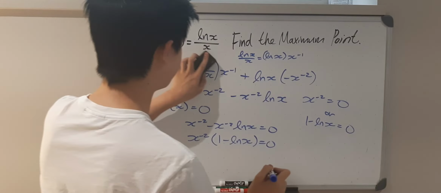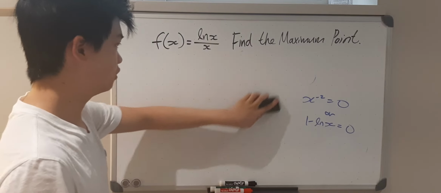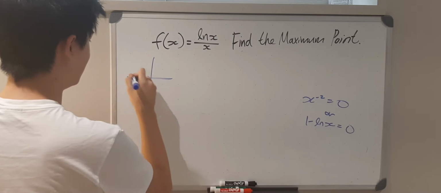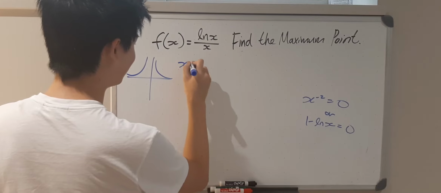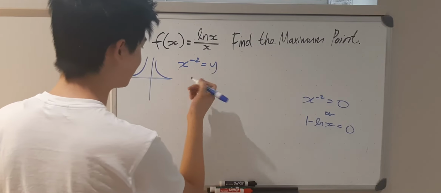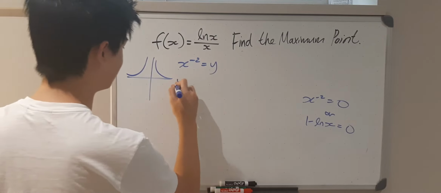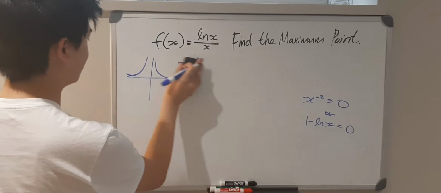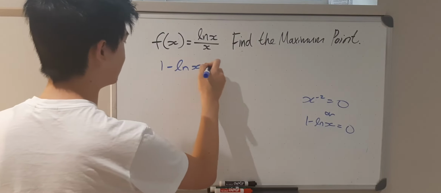Okay, I'm going to erase all this now. So we know that, it's a kind of bad drawing, but x to the negative 2 equals y, that's what it looks like. As we can see, there's no point where y equals 0. Y does not equal 0, so this is impossible. So all our solutions are going to come out of the other one, 1 minus ln x equals 0.